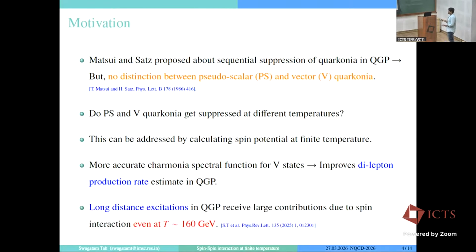In our earlier studies, which we published last year, the long-distance excitations of QGP, like pseudo-particle states, the QQ bar pair, are non-perturbative, and for them the spin interactions remain important up to around 160 GeV. So we need to calculate the spin interaction potential non-perturbatively.